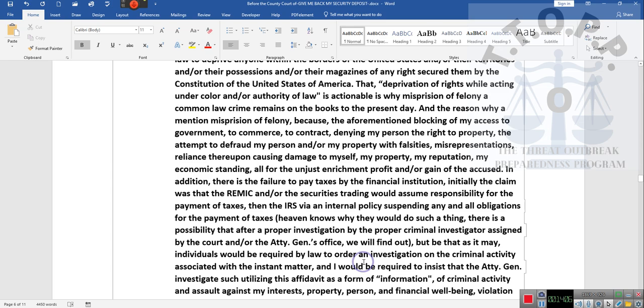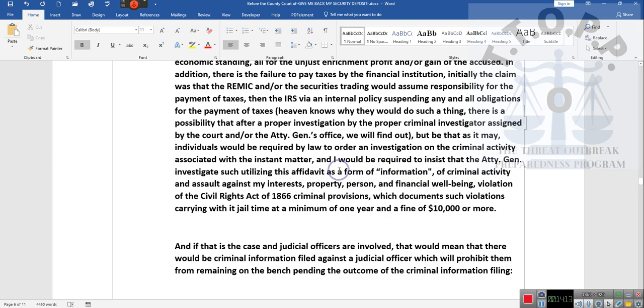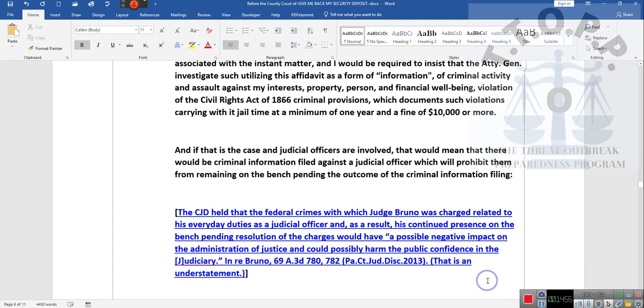individuals would be required by law to order an investigation on the criminal activities associated with the instant matter, and I would be required to insist the Attorney General investigate such by utilizing this affidavit as a form of information of criminal activity and assault against my interests, property, person, and financial well-being, violating the Civil Rights Act of 1866 criminal provisions, which documents such violations carrying with it jail time at a minimum of 1 year and a fine of $10,000 or more. And if that is the case and judicial officers are involved, that would mean that there would be criminal information against the judicial officer, which would prohibit them from remaining on the bench pending the outcome of the criminal information filing.